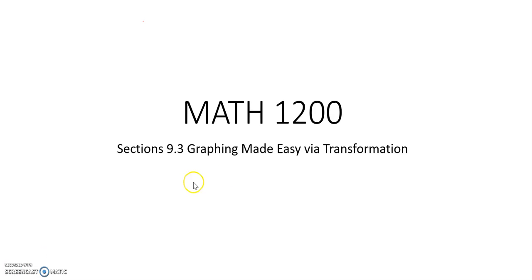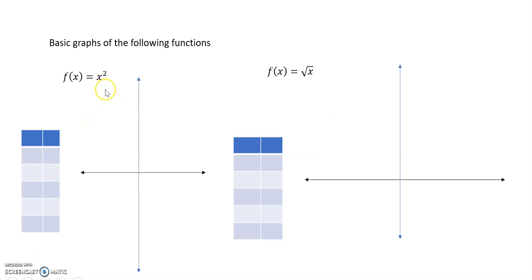So first, we're going to look at some basic functions. The very common functions we have, the first one, f of x equals x squared, which is a quadratic function. We can look at what the graph looks like. So we're going to do the same thing we did before.